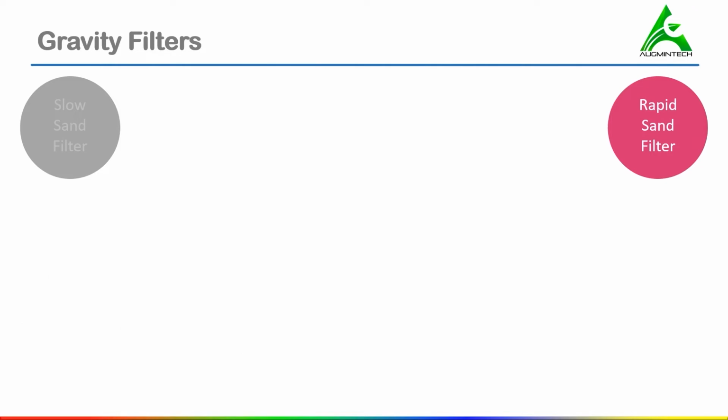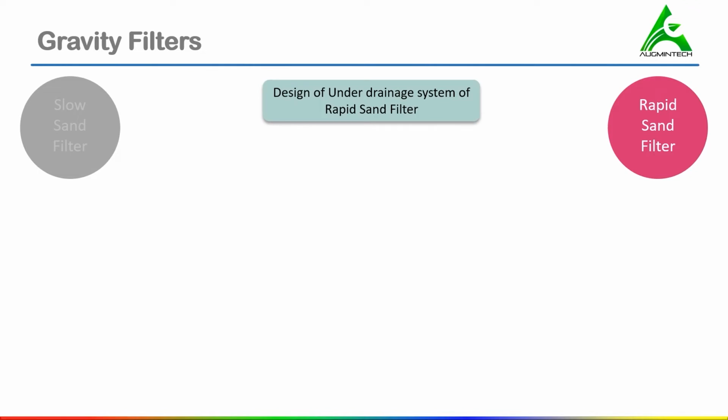So, now before proceeding to the operation of the rapid sand filter, we are going to learn more about the design of the under drainage system of the rapid sand filter. The under drainage system serves to support the filter medium and gravel, to collect filtered water evenly from the bottom of the filter, and to distribute air and water evenly across the bottom of the filter during backwashing. Key to this function is the evenness of filtration and the distribution of backwash air and water.